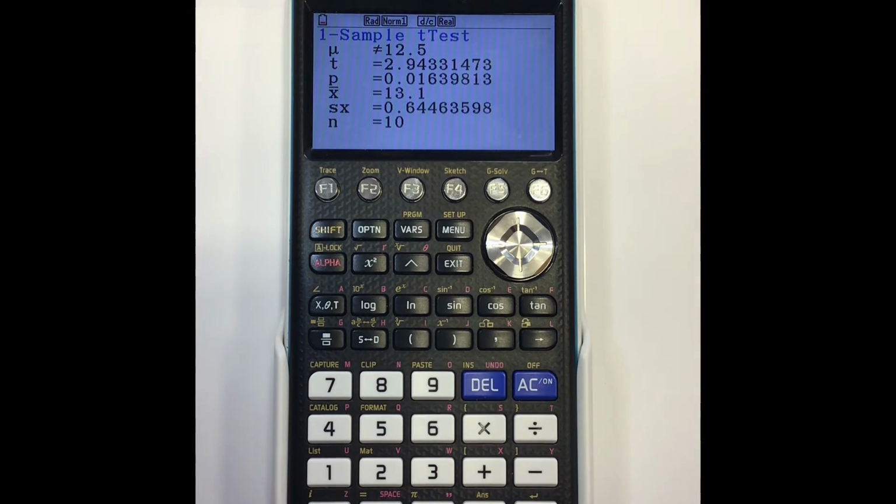The probability is 0.016, which is more than our significance level, which is 1%. So I will accept the null hypothesis. C2 says interpret your p-value at, okay, we already did this.